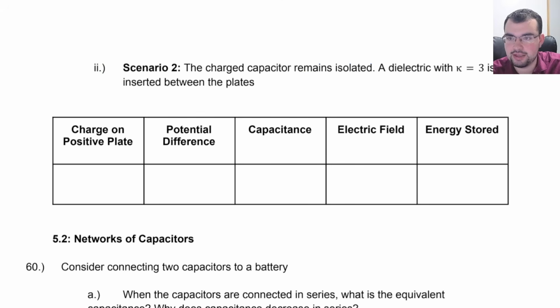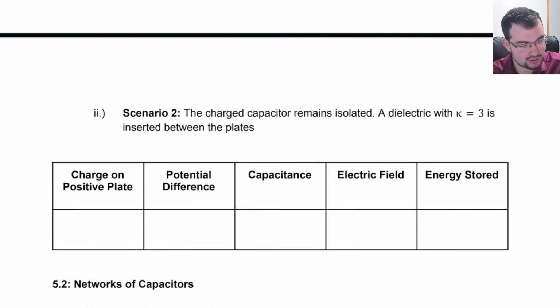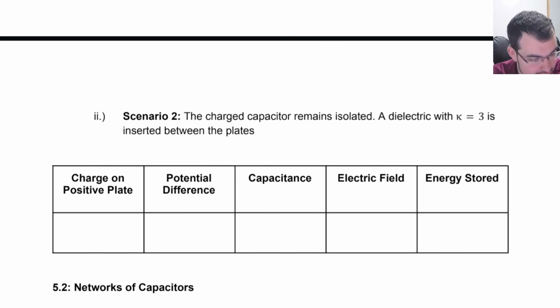Now we'll do the same thing, except the charged capacitor remains isolated. And we put a dielectric inside. So what does that do? Well, the most direct thing it does is capacitance increases by a factor of kappa. So if I insert a dielectric with kappa equals 3, capacitance triples. So that is the most direct change.